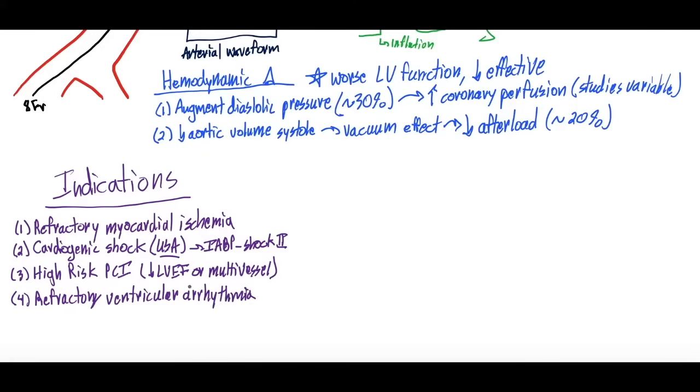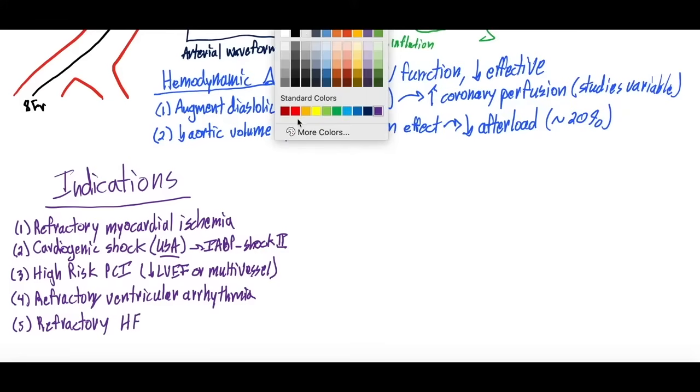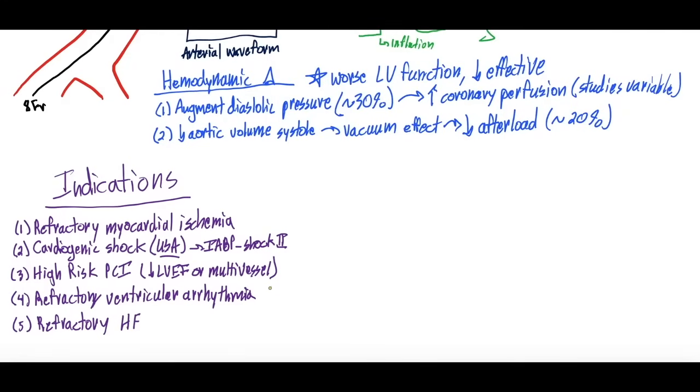You can put an intra-aortic balloon pump to try to augment that left ventricle ejection fraction. And then the last one here is refractory heart failure. So you have really bad heart failure where your heart isn't pumping well enough. You can put an intra-aortic balloon pump to try to augment that cardiac function until you're able to get a more definitive therapy.